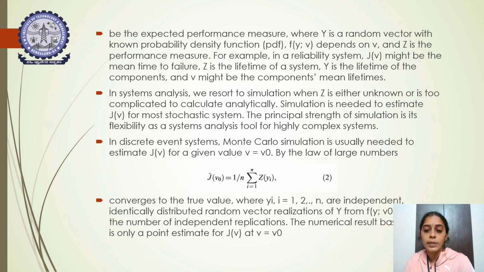Analytically it can be done by the individual on his own, by the method or the approach that we follow. But when it is too complicated to determine the performance measurement of a product, then we rely on the simulation part. And hence, a simulation is needed to estimate the J of V for most stochastic systems. These stochastic systems come up when we do the mathematical modeling, which provides a closed approach to the system which we need to manufacture.